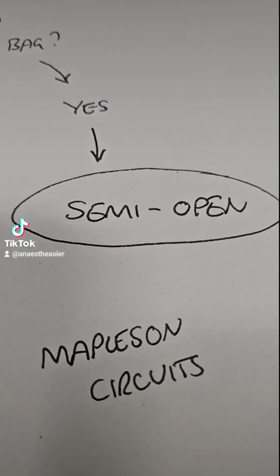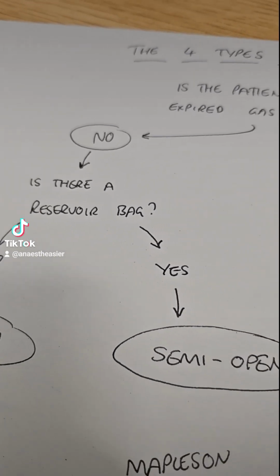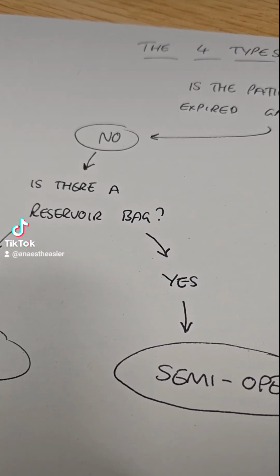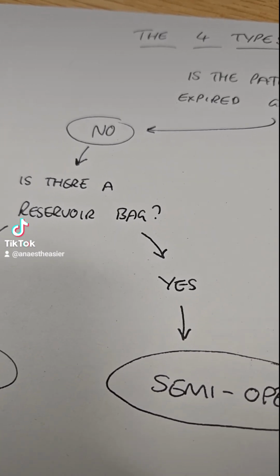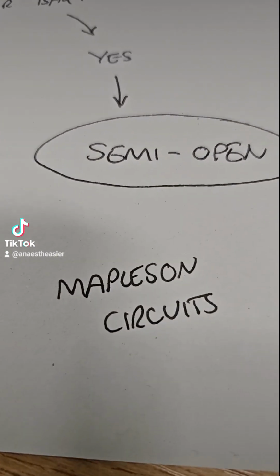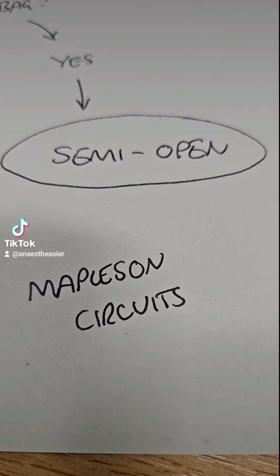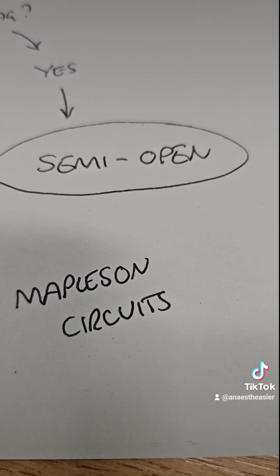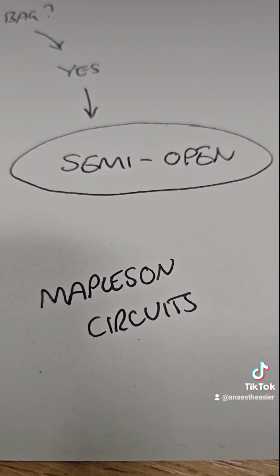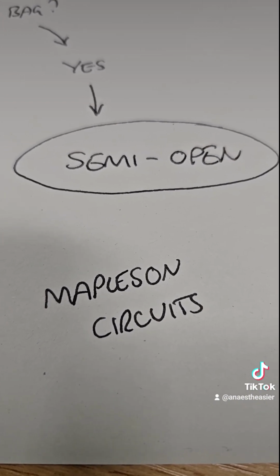A semi-open system has a reservoir bag, which means you have a bit more control of what they are breathing in because they're going to breathe preferentially from that bag. And all of the Mapleson circuits are semi-open systems, and you know this because they don't have soda lime and they do have a reservoir bag. So you know that they are a semi-open system.